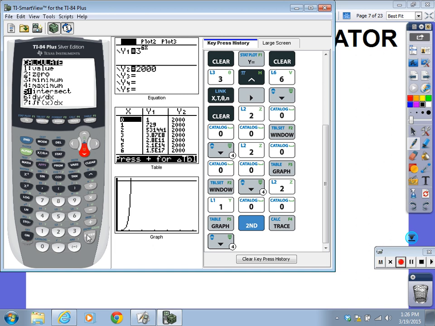No, I'm not having the second one come up. It's only the line, the straight line. I don't know why they don't. Okay, so I'm going to trace where they intersect.